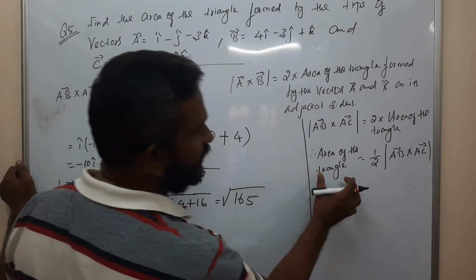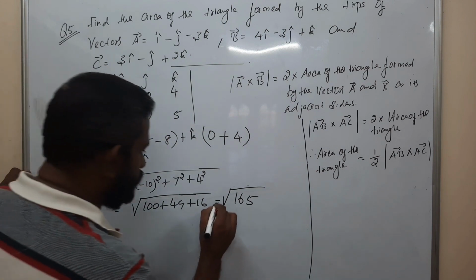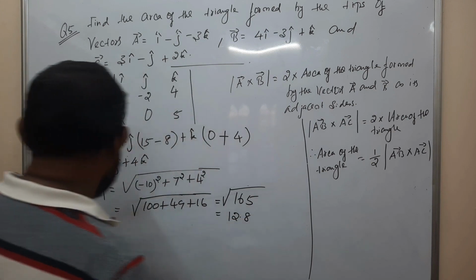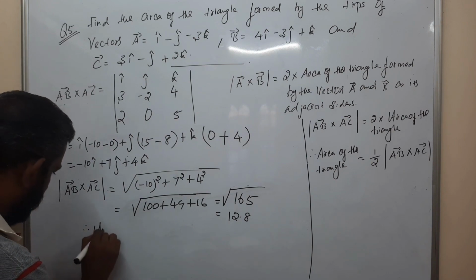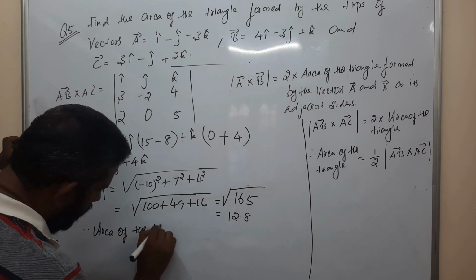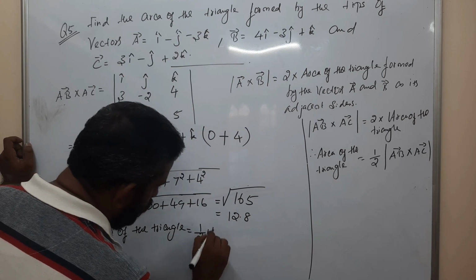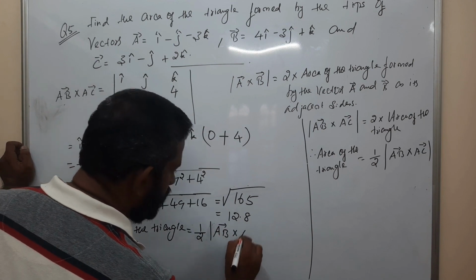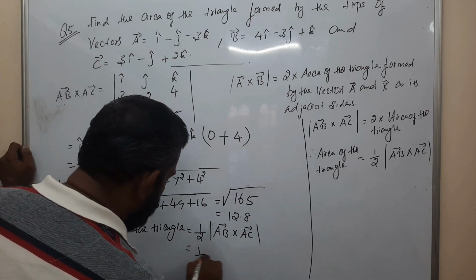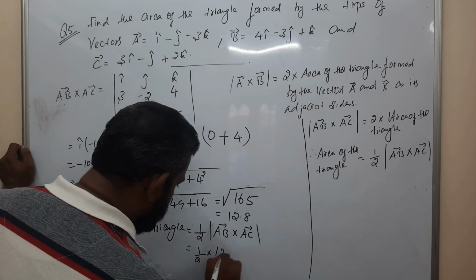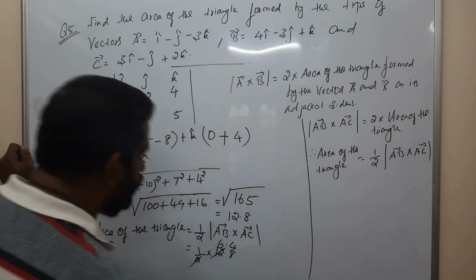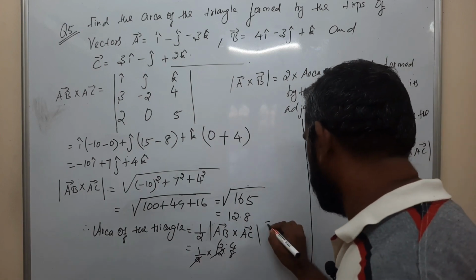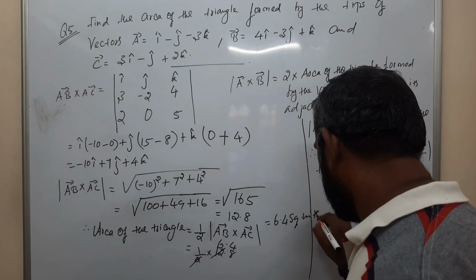So now we have to find the area of the triangle, which is equal to 1 by 2 into the modulus of AB vector cross AC vector. So what is the square root of 165? That's equal to 12.8. So the area of the triangle is equal to 1 by 2 into the root of 165, that is 12.8. So 6.4. 6.4 square units is the answer.